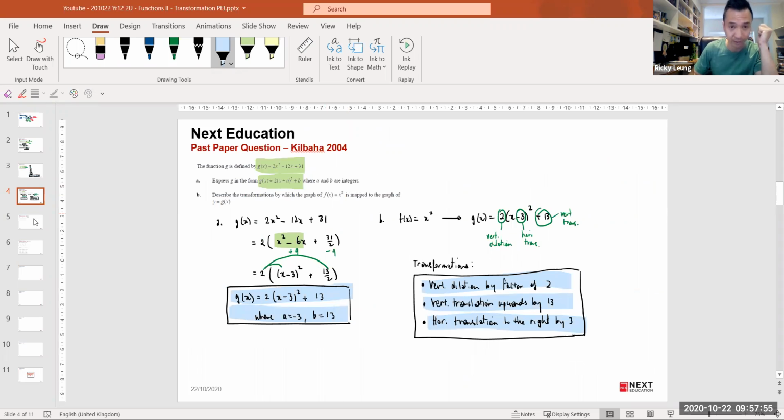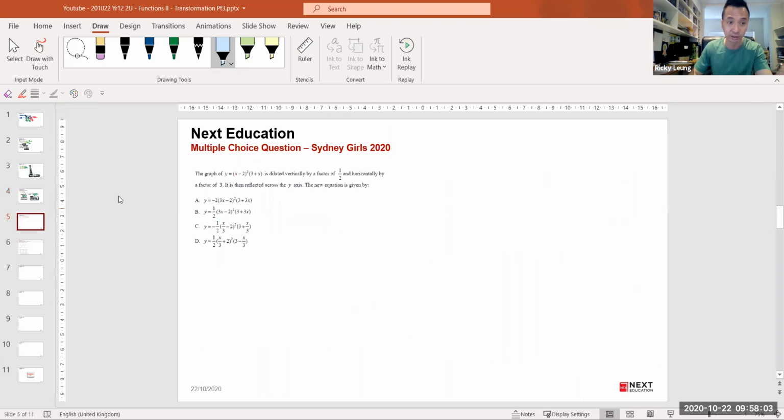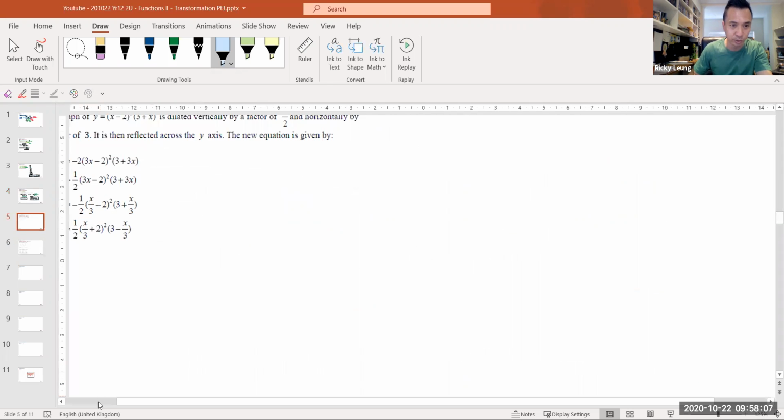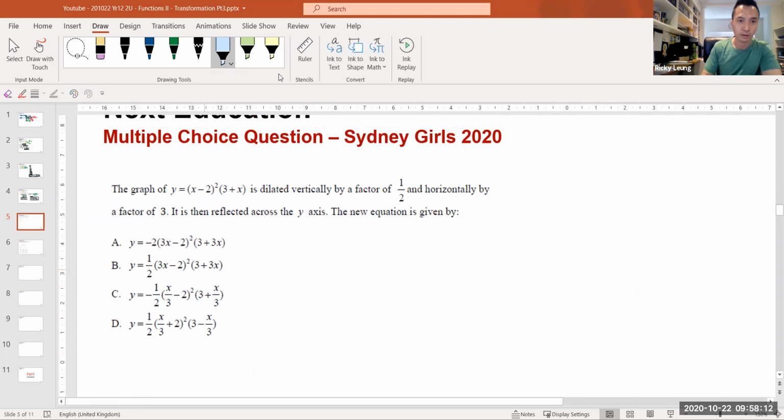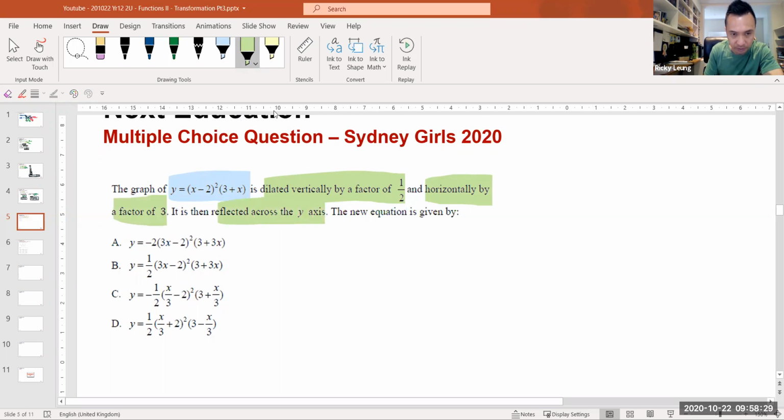Now I believe we're going to hit up some New South Wales multiple choice questions. I like these two because this one here from Sydney Girls and the next one from North Sydney Girls are not too easy, multiple choice. Let's have a look. So in this year's trials, Sydney Girls asked this graph. Let's unpick this. I'll highlight this guy here. That's the original. Dilated vertically and horizontally, so 2 dilations and then reflected.